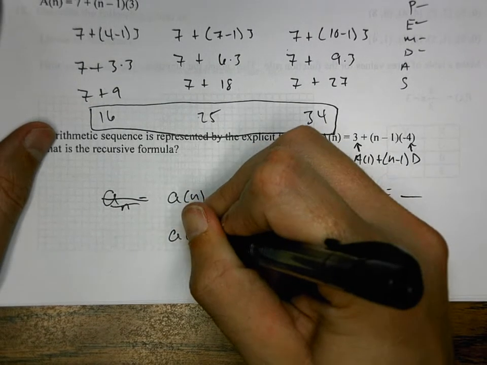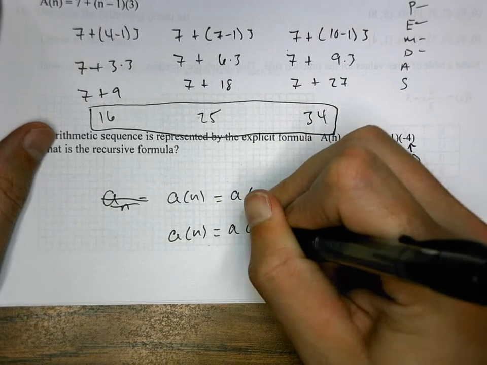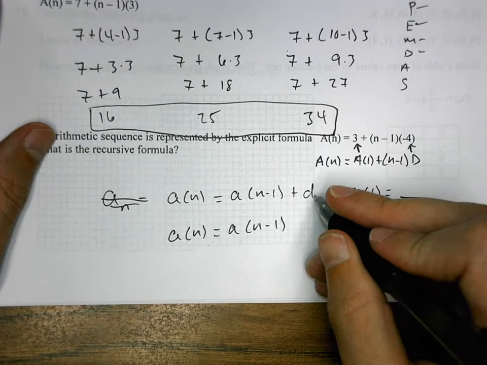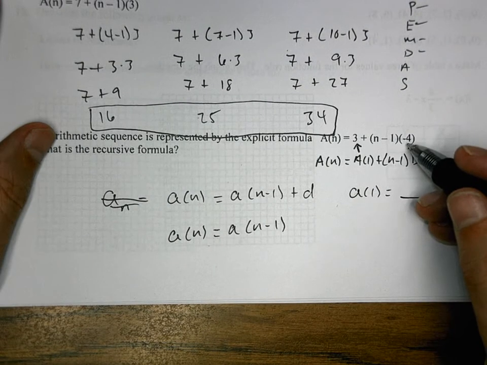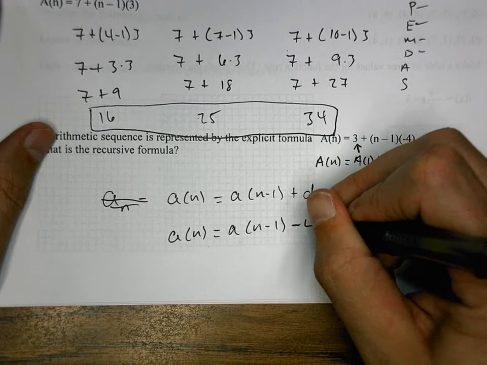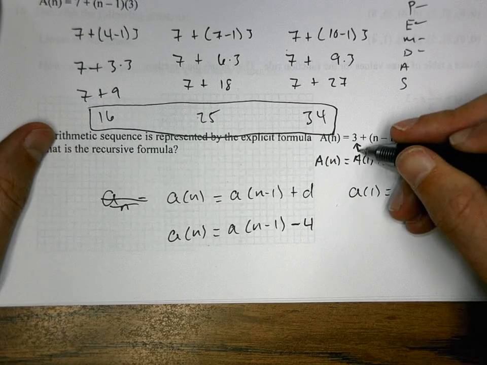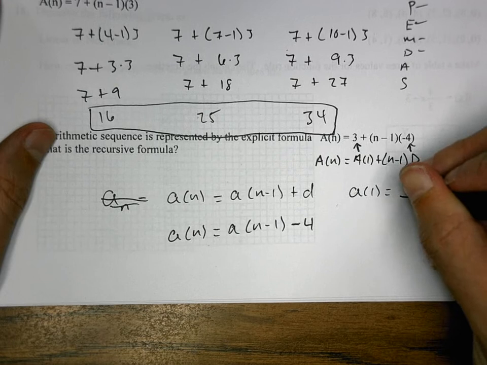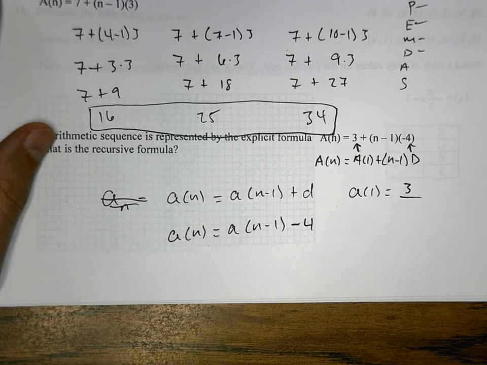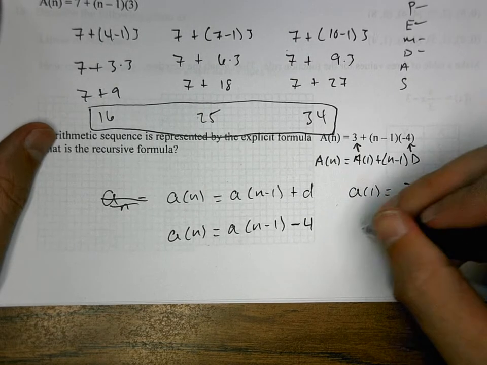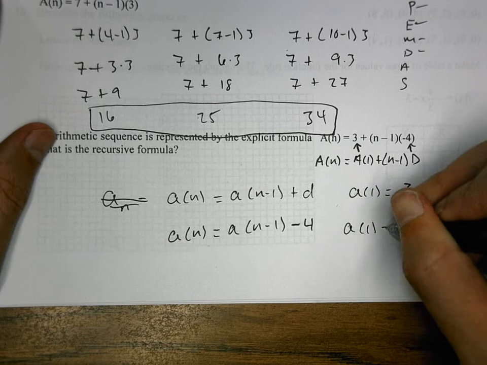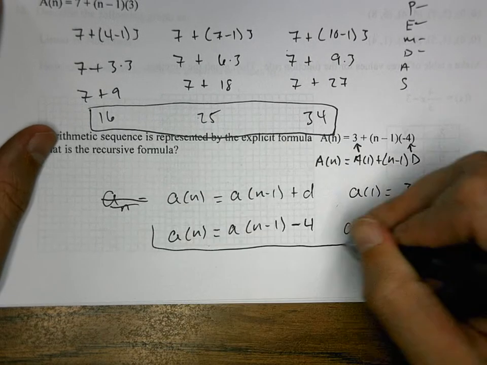So a of n equals a of n minus 1 plus d. Our difference is negative 4, so this would actually be a minus 4. And a sub 1 right here is 3, so put in 3. Oh, whoops. A sub 1 equals 3. There's our recursive rule. Done.